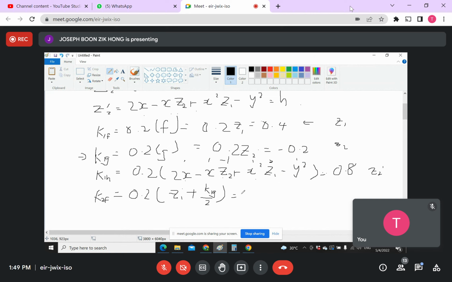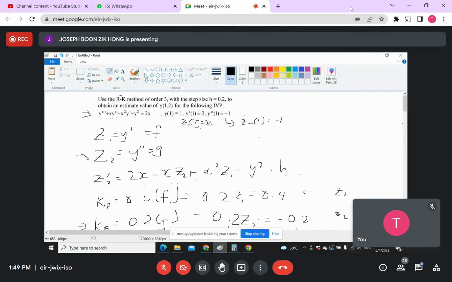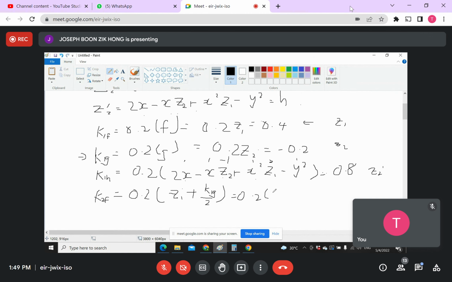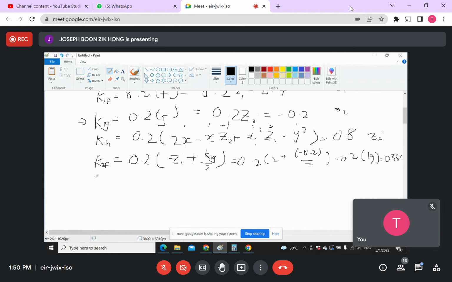So that means it should be 0.2. What is your Z1 again? Your Z1 is 2 plus your Z2 divided by 2, so negative 0.2 divided by 2. So it's 0.2 times 1.9, so it's 0.38. Okay, and then K2G.